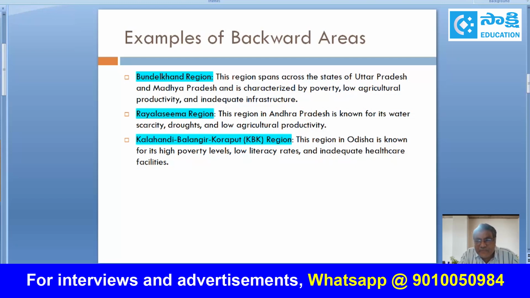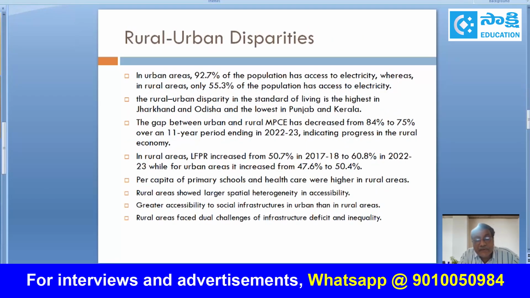While examining the impact of balanced regional development on inclusive growth, because at the beginning I clarified that balanced regional development is crucial for achieving inclusive growth in the country. If you observe rural urban disparities, in urban areas 92.7% of the population has access to electricity, while in rural areas only 55.3% of the population has access to electricity. So here you've seen disparities between urban area and rural area in terms of availability of electricity.